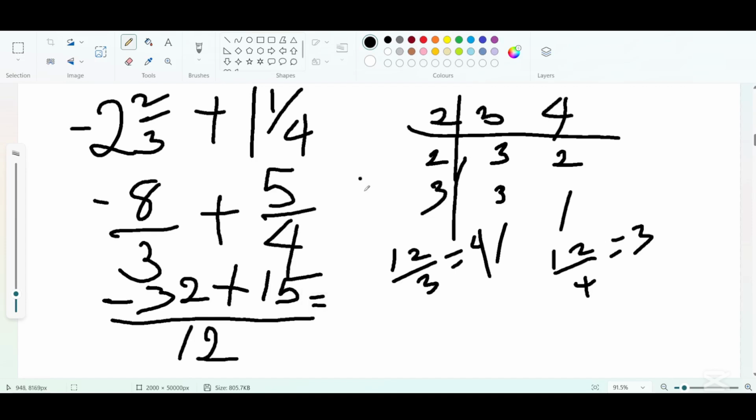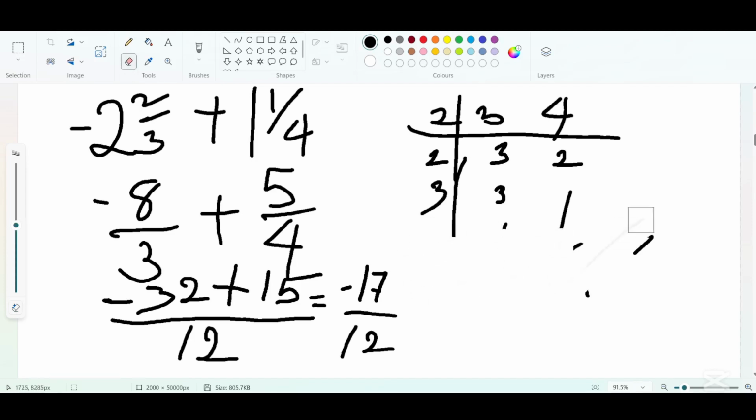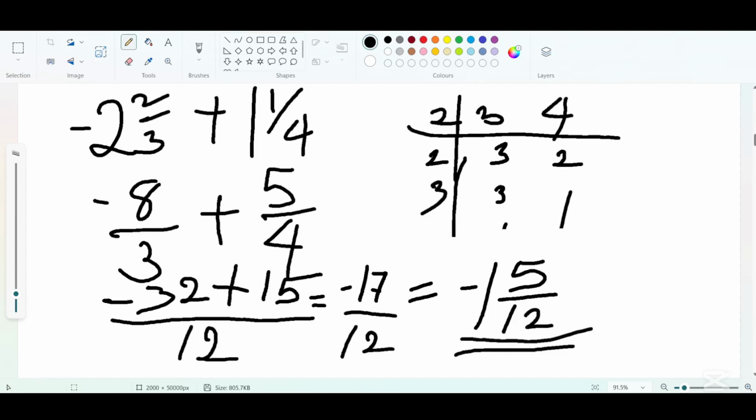So the final answer of this is minus 32 plus 15, and that's going to be what? Minus 17, right? Minus 17 all over 12. If you look at this properly, we see that this is an improper fraction which can be converted to a mixed fraction. So 17 divided by 12 is 1, remainder 5, so that is 1 whole number 5 all over 12. So this is the final answer. So this is how we get this.